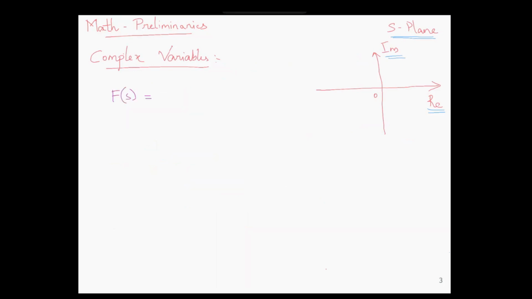A complex function f of s is said to be analytic in a given domain if f of s and all its derivatives exist in that domain. The points in the S domain where f of s is not analytic are called singular points. This is another definition of poles. So for example, if the function f of s is 1 by s plus 1, then the point s equal to minus 1 is a singular point or pole of this function.